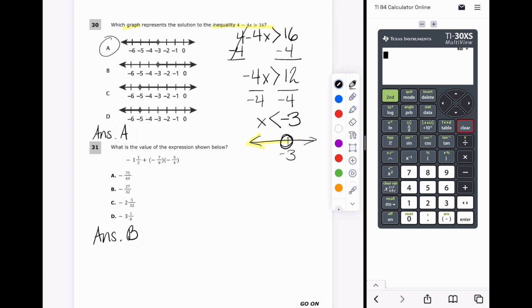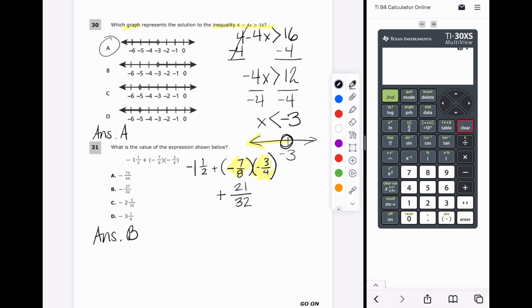All right, so I have negative 1 and a half plus parentheses negative 7/8 times negative 3/4. By order of operations, we're going to do our multiplying first. So we're going to multiply these two numbers first. And so I get 7 times 3 is 21. 8 times 4 is 32. And because I have a negative times a negative, I know this will be a positive.